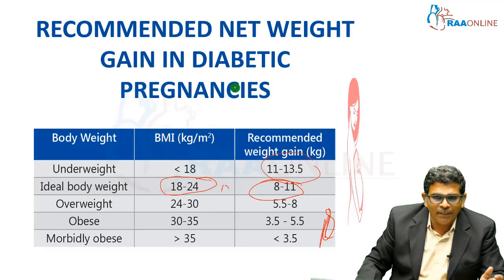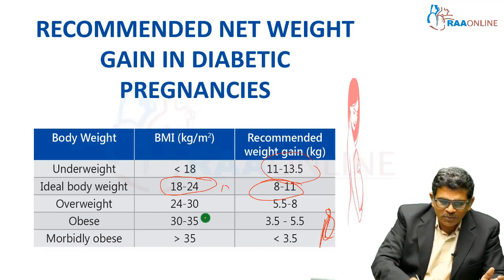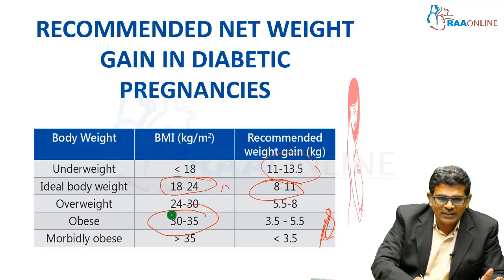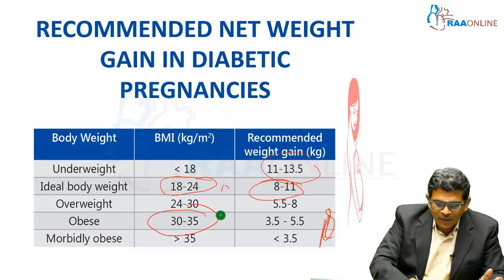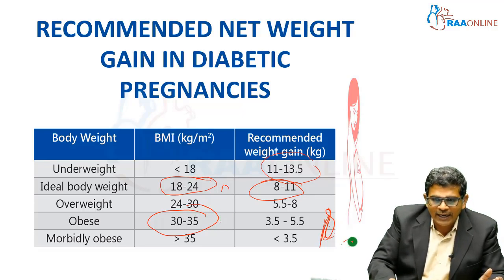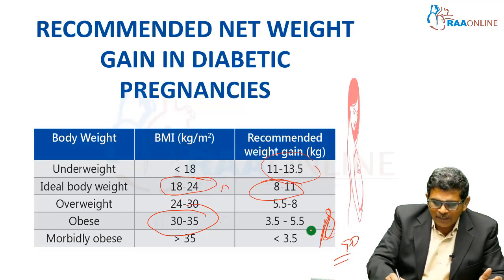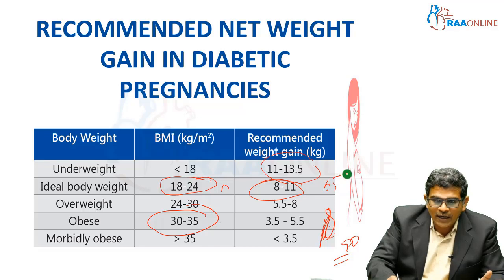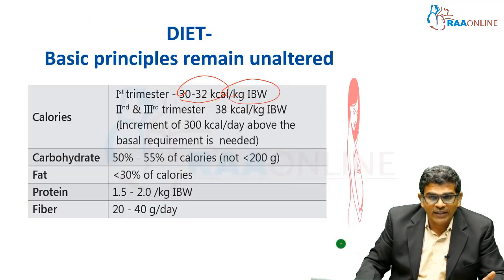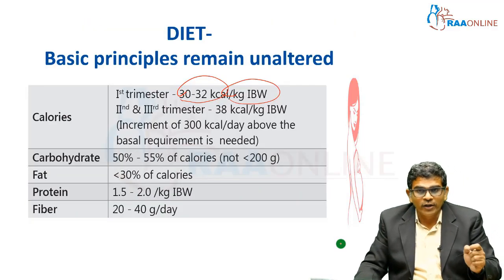Suppose an obese patient comes with a high BMI, even then the calories should be based on the ideal body weight. It should not be based on the weight of the patient. Let us presume that the patient's weight is about 90 kgs, and for an ideal BMI the patient needs to be only 65 kgs. So we have to calculate the calorie requirement only for this 65 kgs, not for this 90 kgs, which is very, very important.